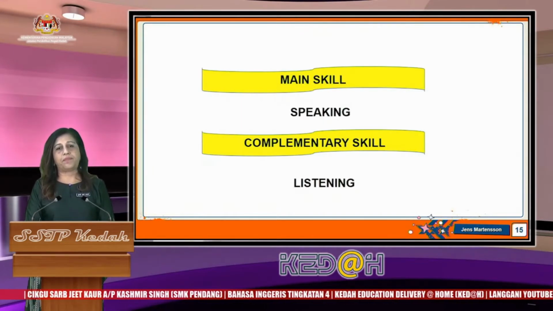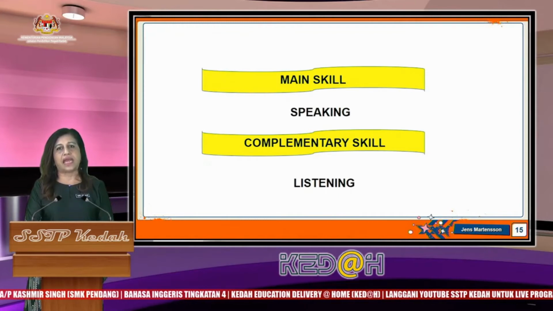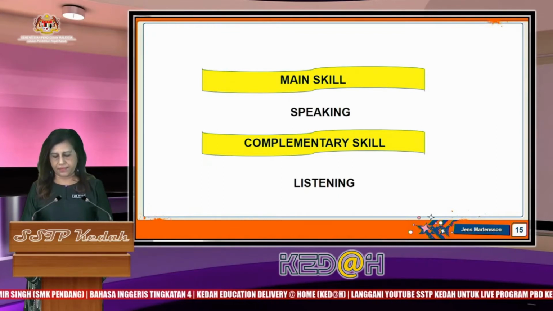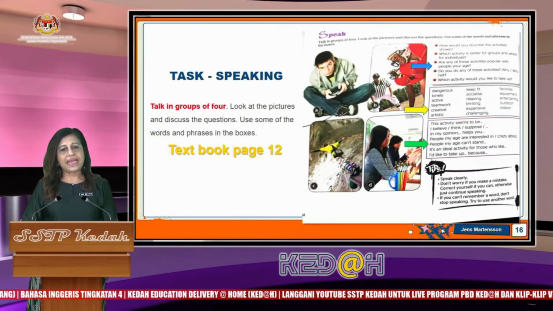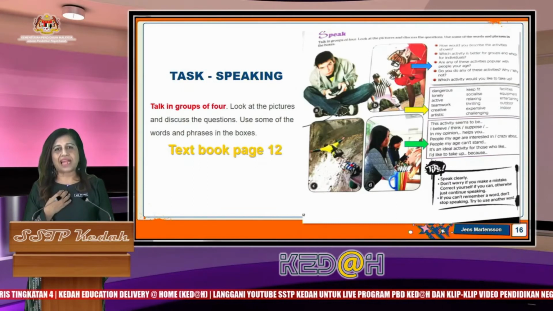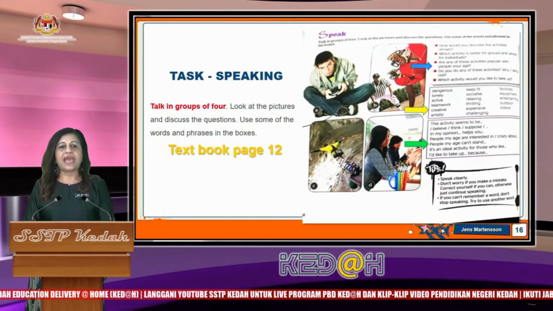In my lesson plan, the main skill is speaking, and my complementary skill, which has been suggested in SOW, is listening. Now, teachers, my lesson is a textbook lesson. So, my task for my students to achieve is speaking, and they need to talk in groups of 4.